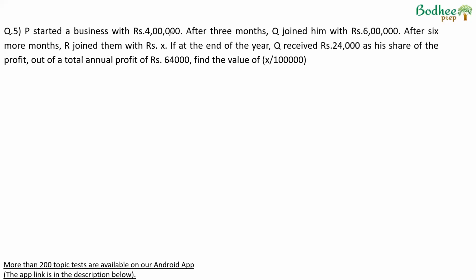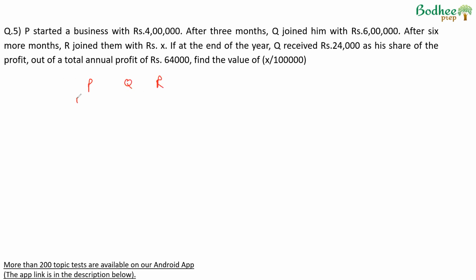P started a business with 4 lakh rupees. After 3 months, Q joined him with 6 lakhs. After 6 more months, R joined him with X. At the end of the year, Q received 24,000 as his share of the profit. Find the total annual profit. So P, Q, R are three people.